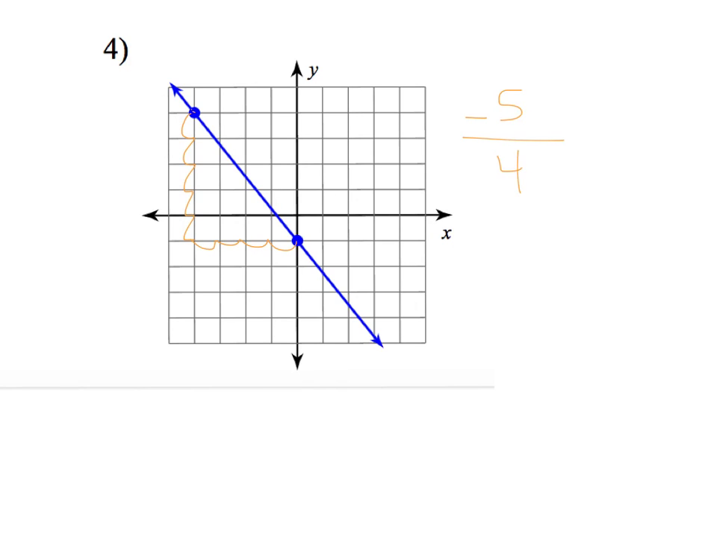Now, this is again an improper fraction, but I'm not going to change it to a mixed number. I'm going to leave it as an improper fraction, and we'll talk later about why that's more appropriate. But for right now, we're just going to leave it as an improper fraction, and there's no simplifying because nothing goes into 5 or 4, so my slope would be -5/4.